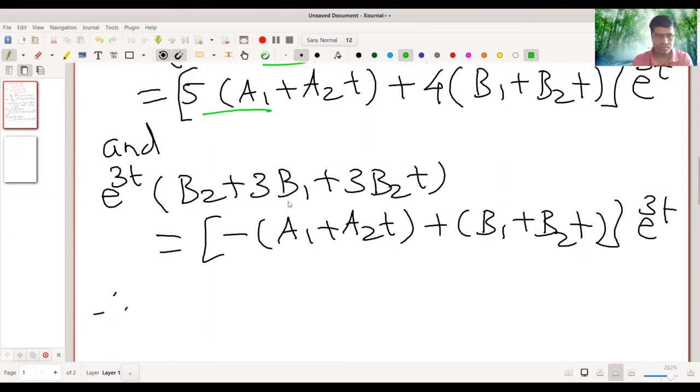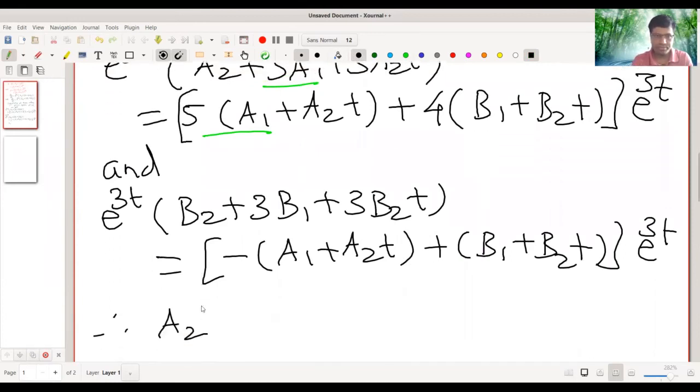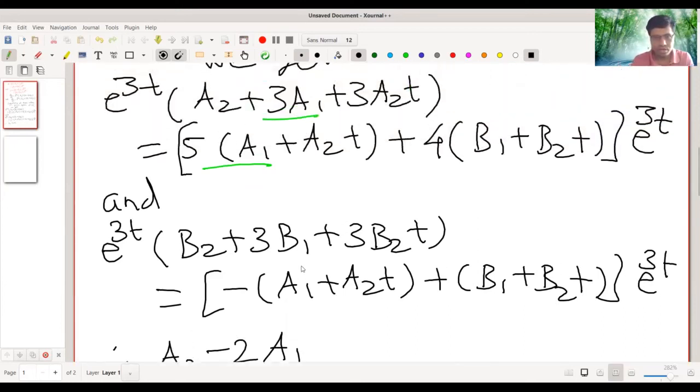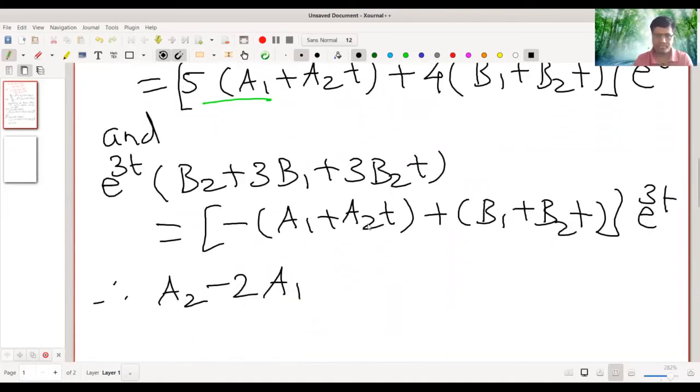So we have a2, then 3a1 minus 5a1, so it is minus 2a1. Then another constant term is 4b1 on the right side, so it is minus 4b1.